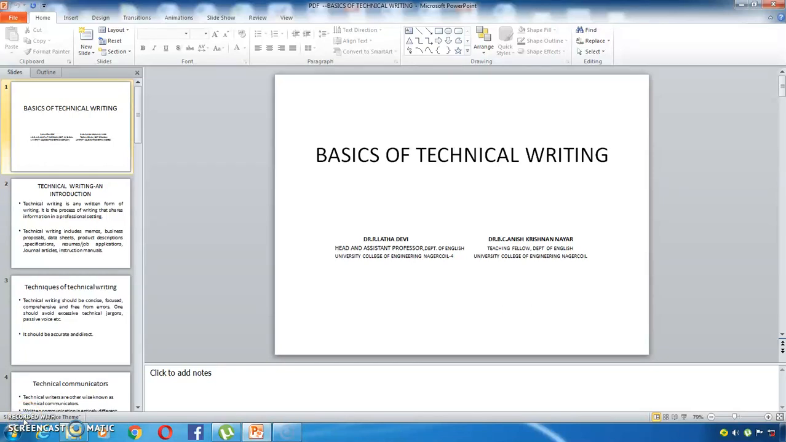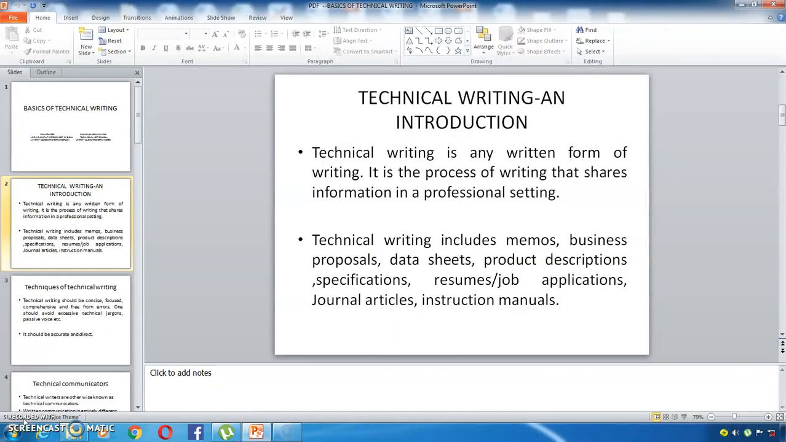Today, we'll see the basics of technical writing. Actually, technical writing is any form of writing. It's a process of writing that shares information in a very professional setting. So, we have a variety of technical writings that include memos, business proposals, data sheets, product descriptions, specifications, resume, that is job applications, journal articles, and instruction manuals.